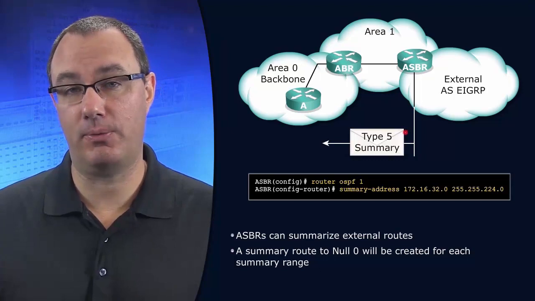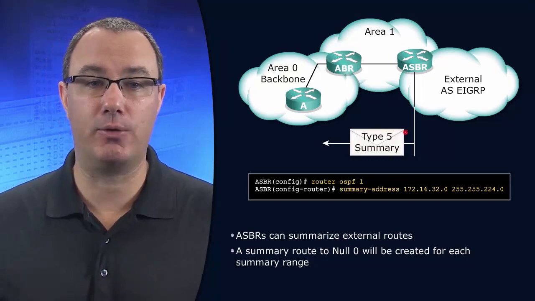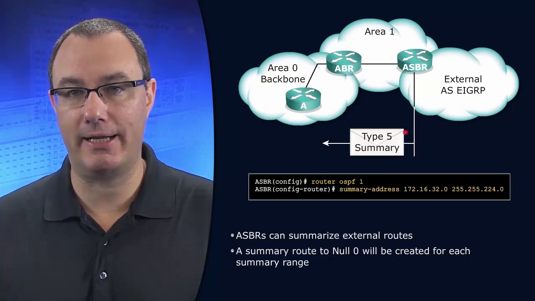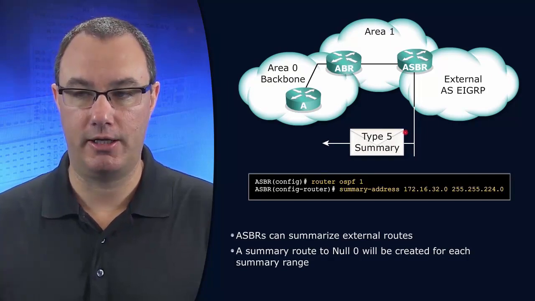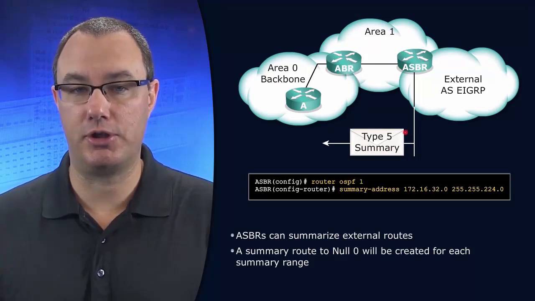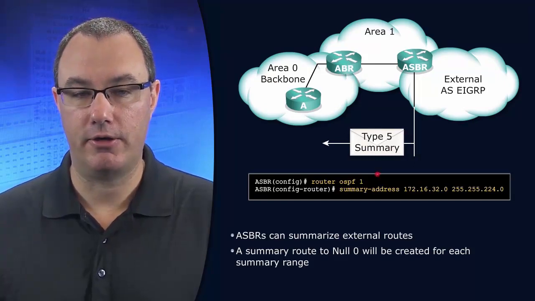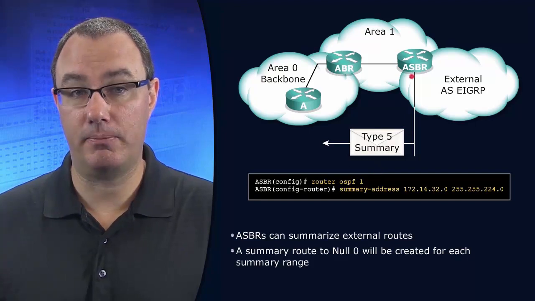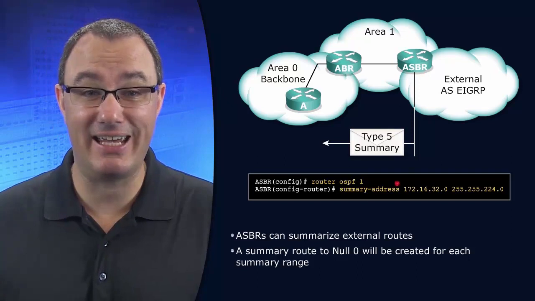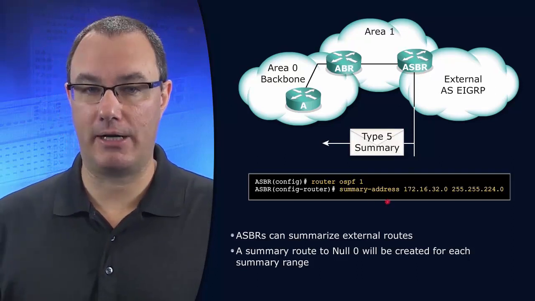So the first thing we have to do is understand what generates type 5 LSAs. The traditional way is redistribution. There are a few other features that generate it, but it's really the redistribution command. So I would have to make an ASBR with the redistribution command to generate the external routes. Then you can manipulate summary routes.